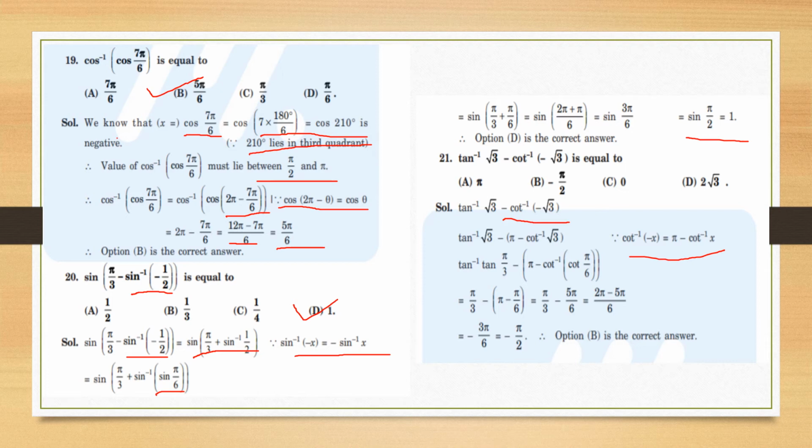So tan inverse root 3 is at 60, so it is tan inverse tan pi by 3, and minus pi minus cot inverse, this is at 30. Right. Cot 30, so it is cot pi by 6. Right. So I get pi by 3 minus, this is pi minus pi by 6. So on solution, I'll get the answer as minus pi by 2. Okay. So this option number B is my correct option.